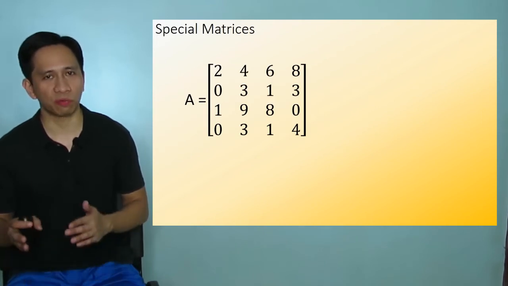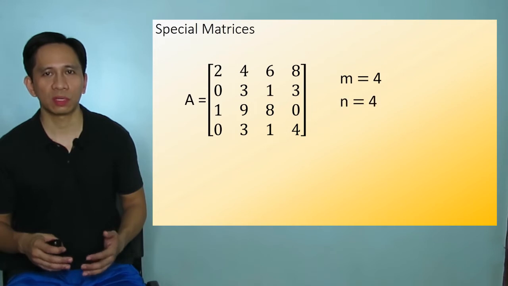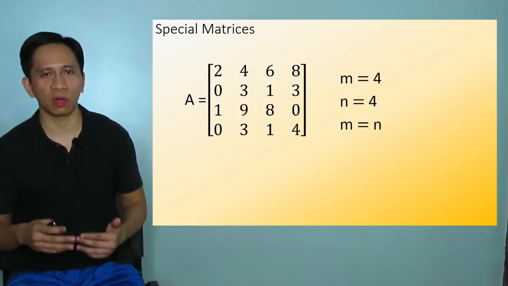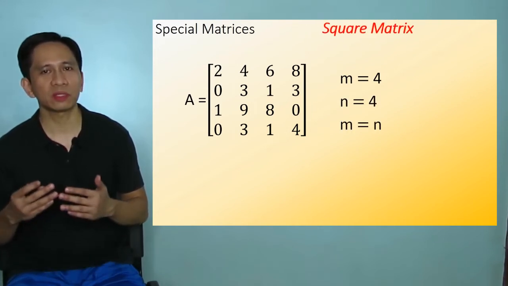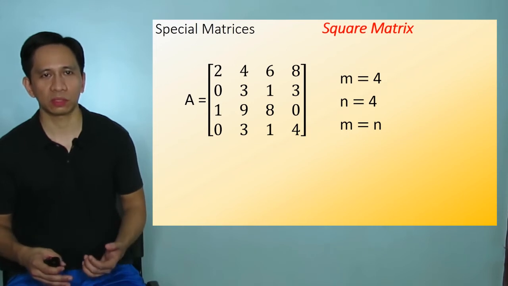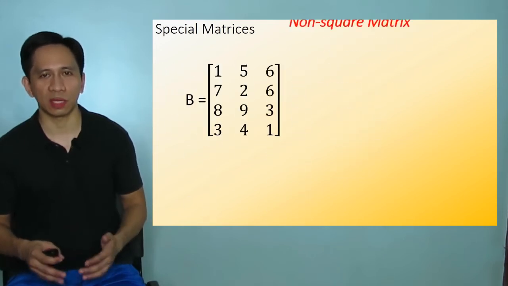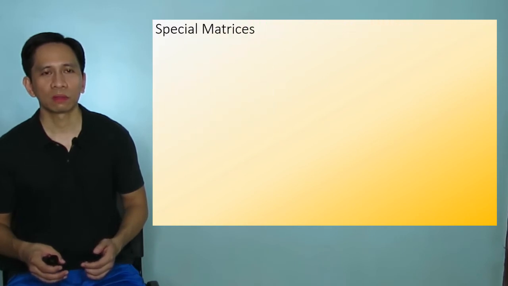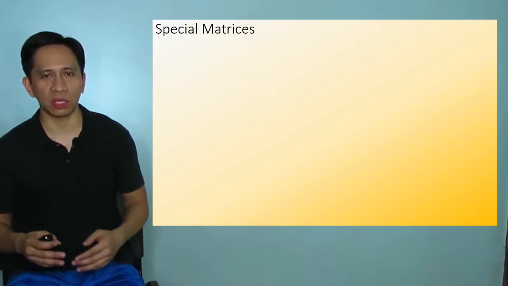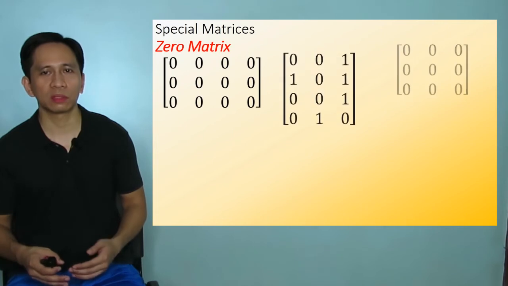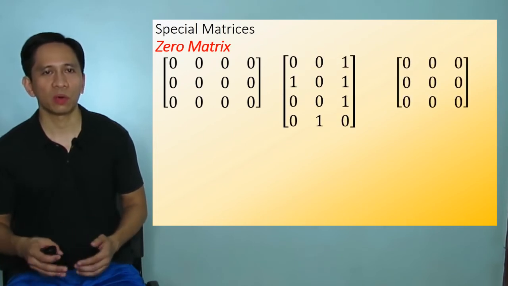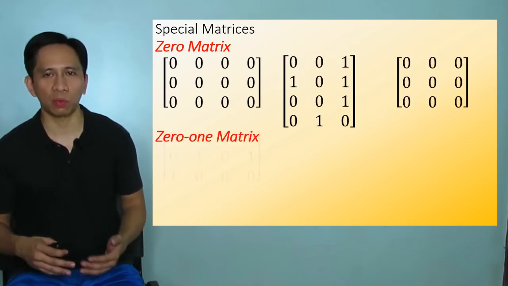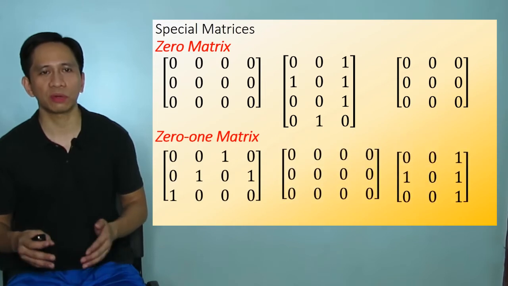This matrix has 4 rows and 4 columns. Since the number of rows and columns are equal, matrix A is a square matrix, while matrix B is a non-square matrix. A matrix with all entries equal to 0 is called a zero matrix, while a matrix with only zeros and ones is called a 0-1 matrix.